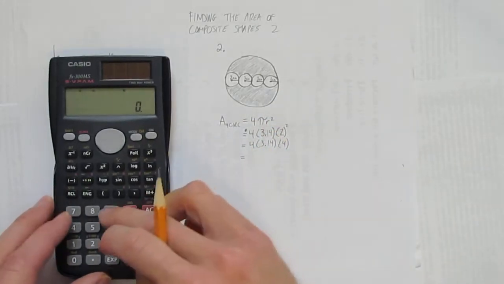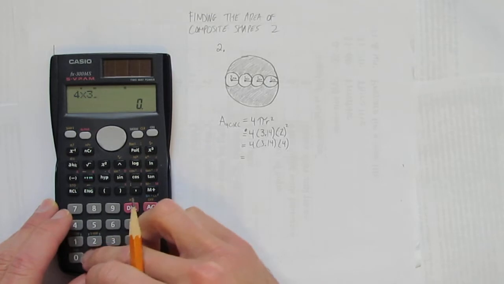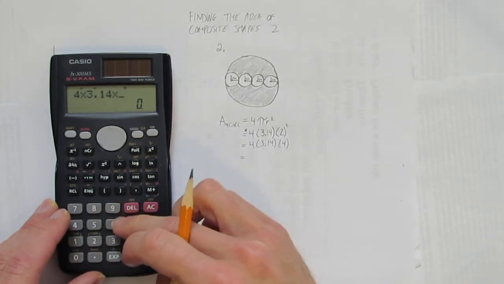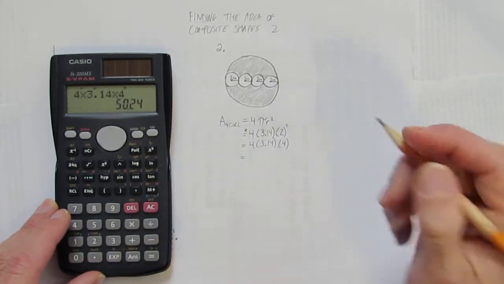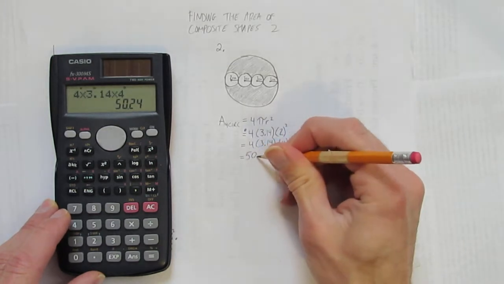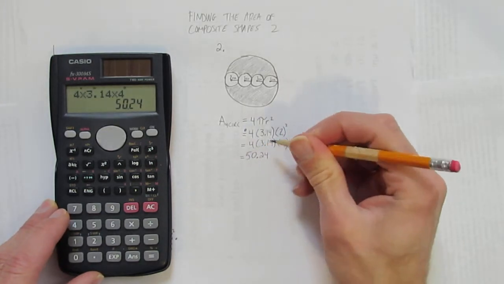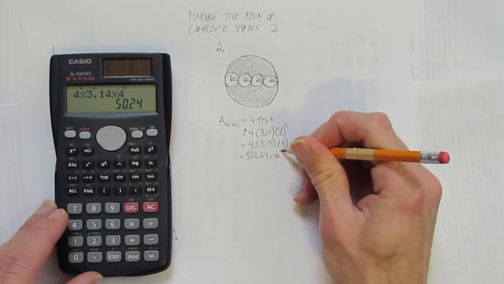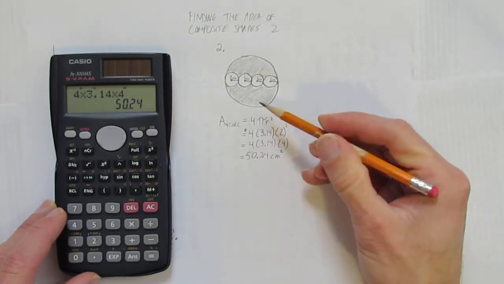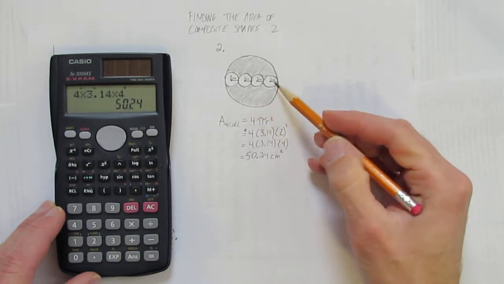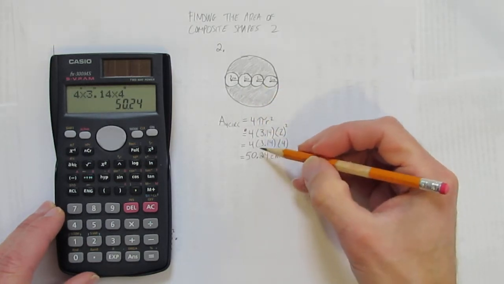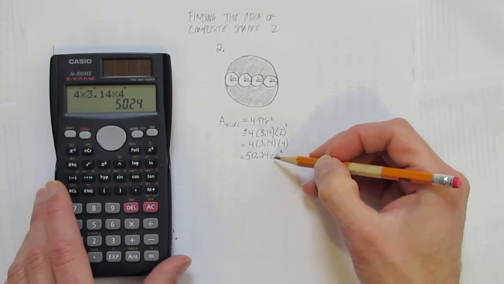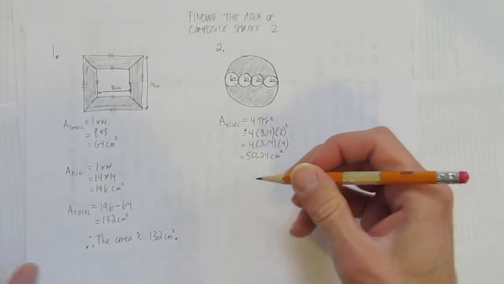Notice I didn't put another rounding dot. Now that I've rounded once, I don't put it again. I'm just doing 4 times 3.14 times 4, and I get 50.24. And once again, check my units. They're in centimeters, so an area would be centimeters squared. So I have 4 unshaded circles, and those 4 circles have an area total of 50.24 centimeters squared.